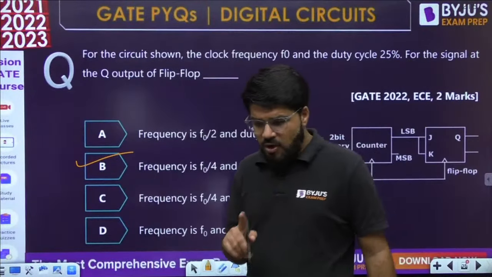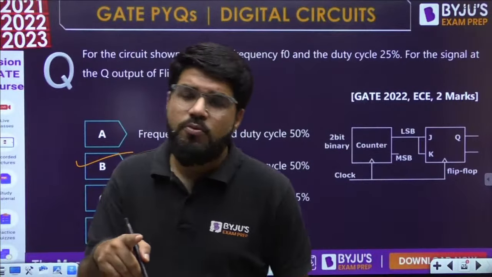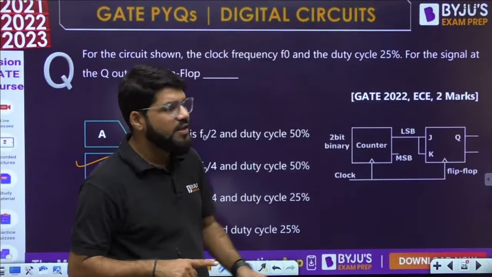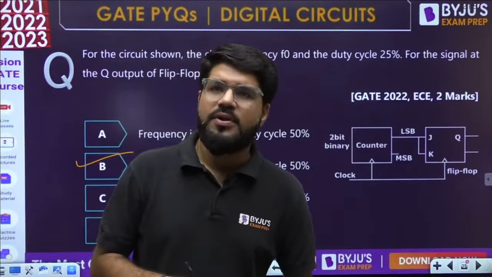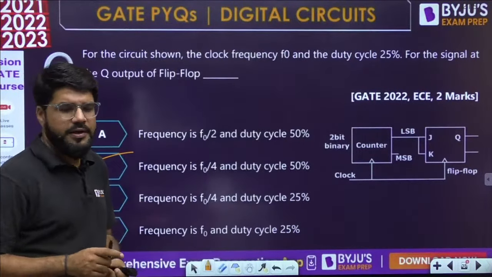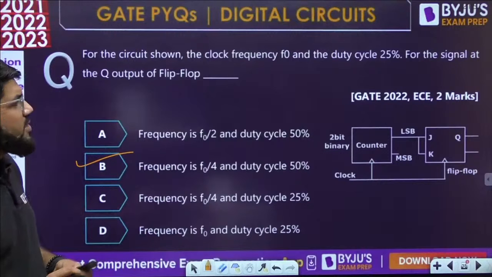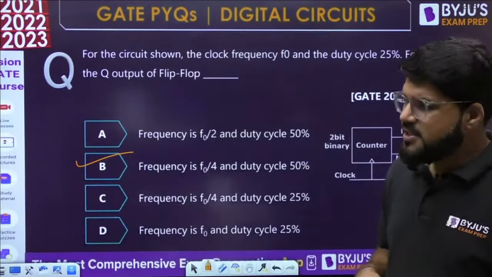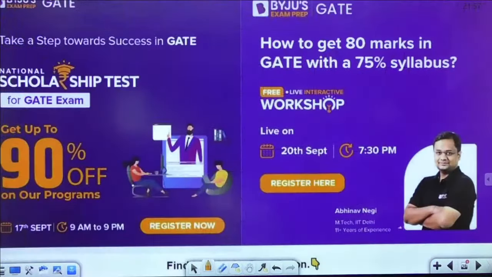The clock frequency will definitely determine the output frequency, but there is no role of the clock duty cycle on the output, ideally there is no effect. So the correct answer is B, 2022, a decent, good question for EC for 2 marks. Let us move ahead to the next question.